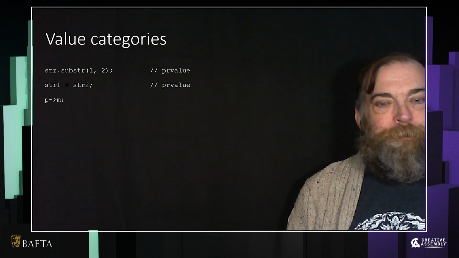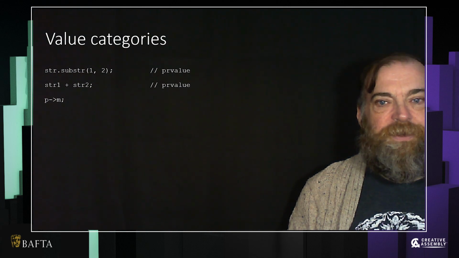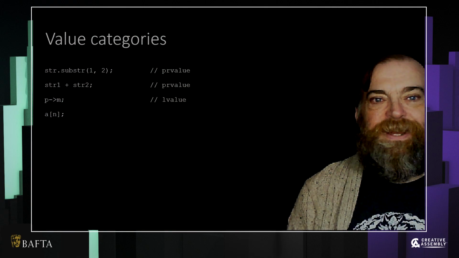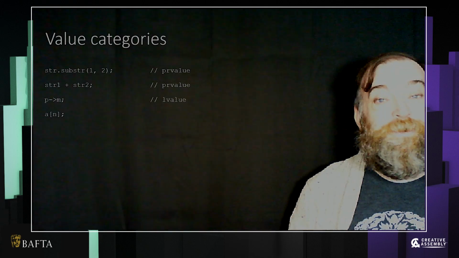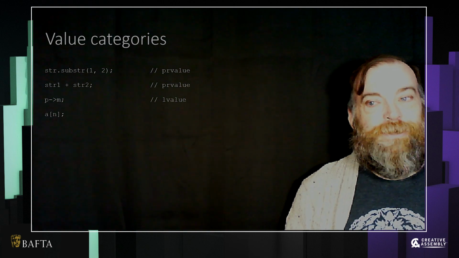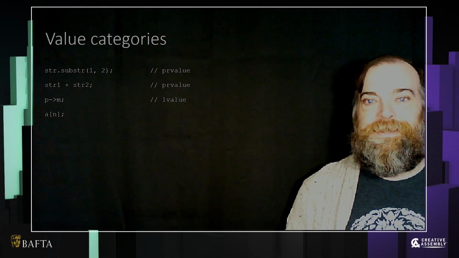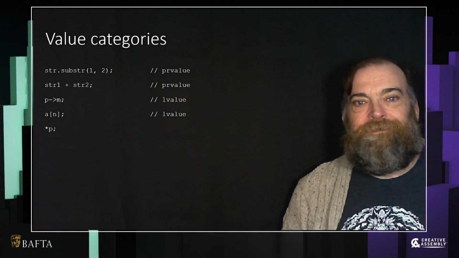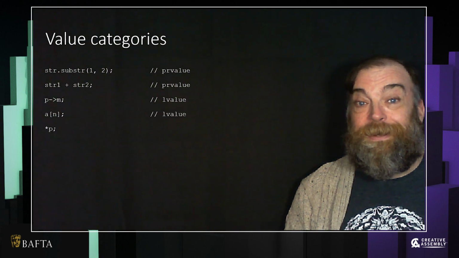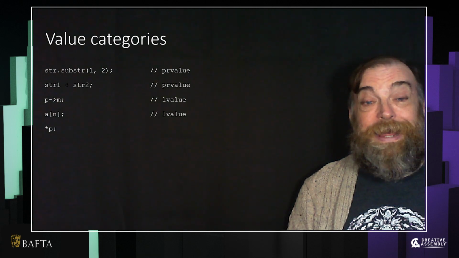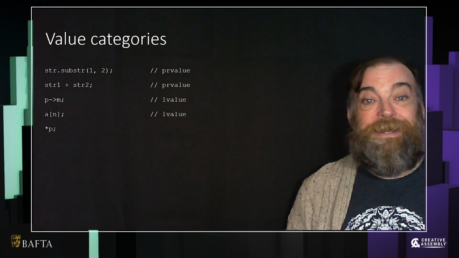What's the value category of p dereference m? And you can assume m is not a member function. It's an L value. It identifies an object, you can't move from it. What's the value category of A subscript N? This is nasty. It's an L value. If A is an array L value, it identifies an object. You can't move from it. If A is an array R value, then it's an X value.